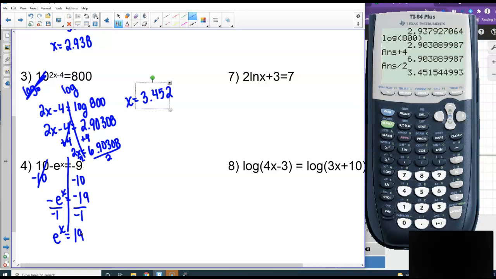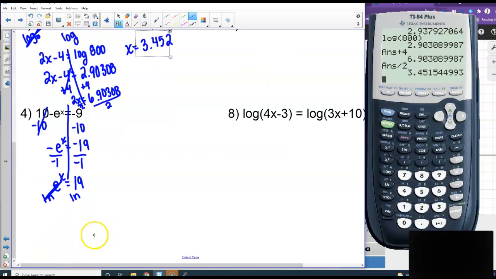And so now the opposite of an exponential is a logarithm. In this case, it's going to be log base e, but what's the special name we call log base e? It's natural log. So I'm going to take natural log of both sides. Natural log cancels out the e, and you've just got an x right here equals natural log of 19. So if we type that in, we're going to get 2.944.